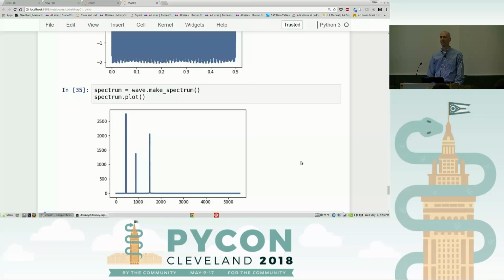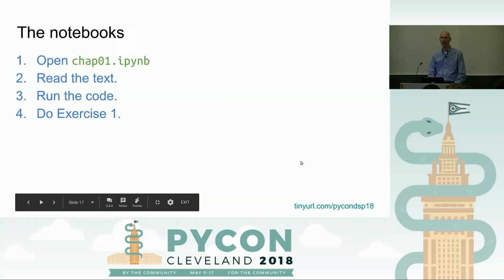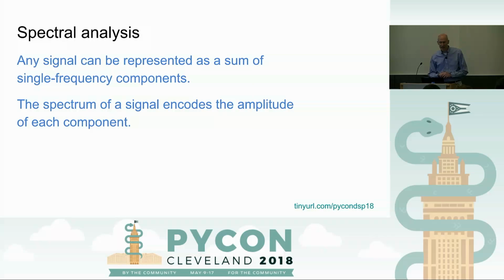And that's it. That's the fundamental idea of what a spectrum is: if you've got a signal that is the sum of a bunch of frequency components, the spectrum will show you for each component what the amplitude of that component is. So if you add things up in the time domain, you can see one spike per frequency component in the frequency domain. That's what spectral analysis is. What it says is that any signal can be represented as the sum of components where each component just has one frequency in it. And the spectrum is the list of components and the amplitude of each of those components.